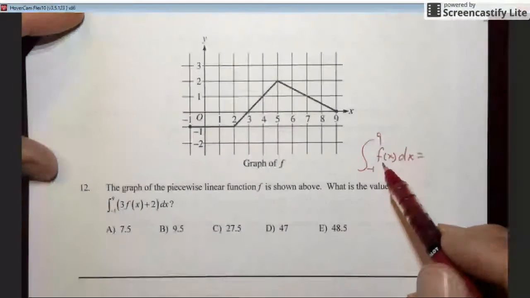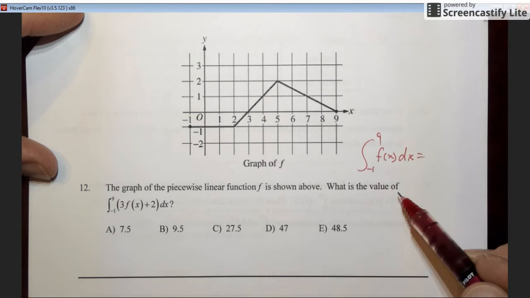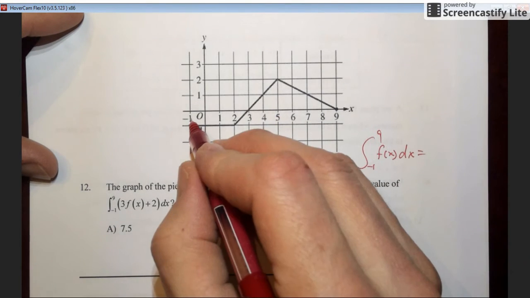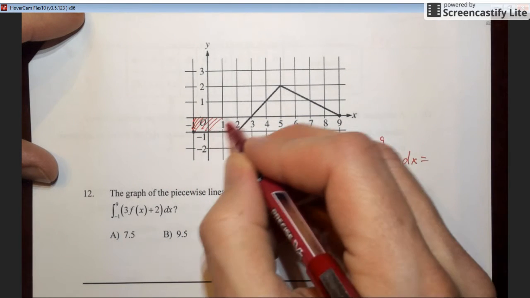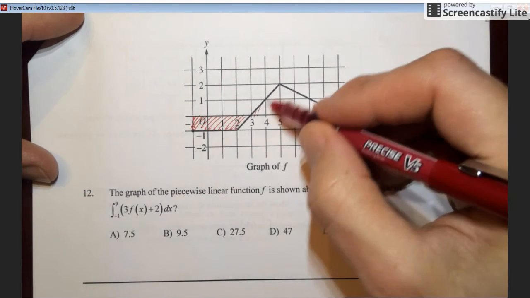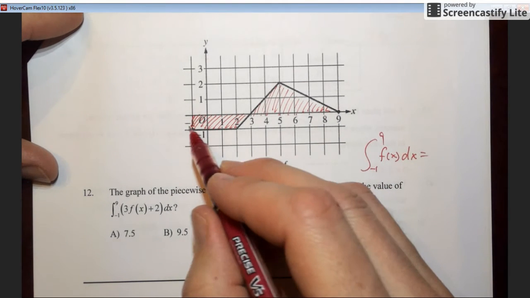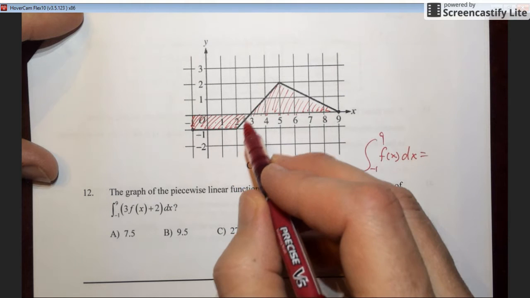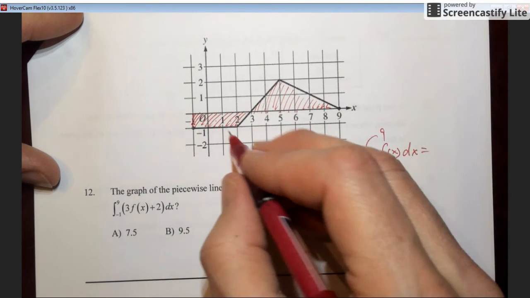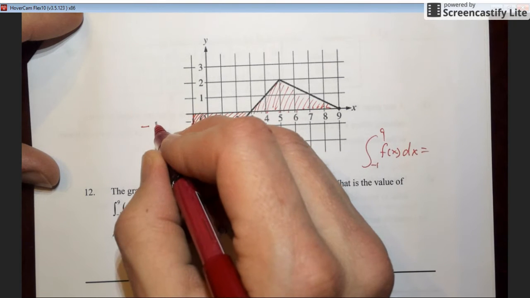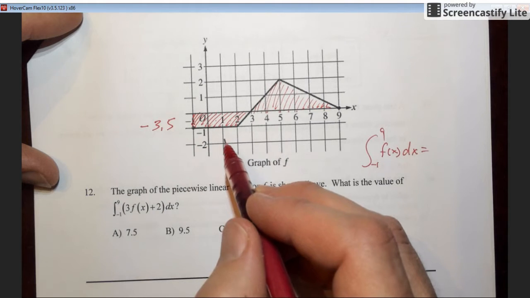Well, this is equal to the combined areas of the regions between the function and the x-axis. So what are we looking at? Well, here's -1, and here's 9. So we're looking at this trapezoid, and we're looking at this triangle. This trapezoid, you can actually see we have 1, 2, 3 square units, and then a half a square unit. So this trapezoid is going to work out to -3.5. And remember, we need the negative because this trapezoid is below the x-axis.